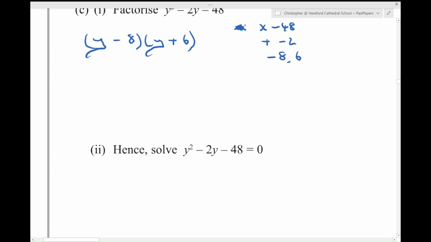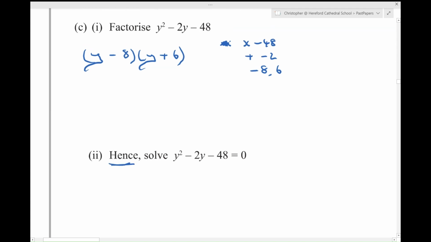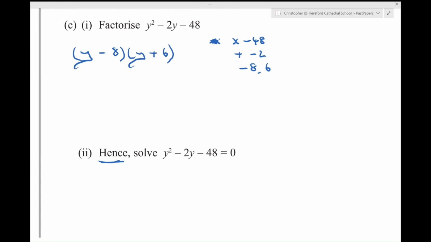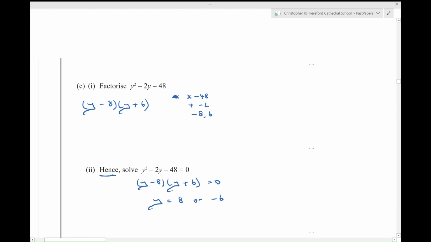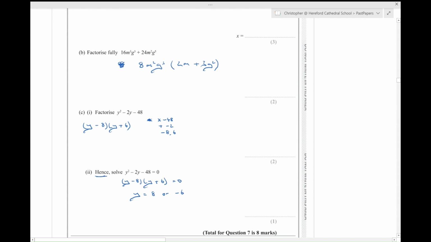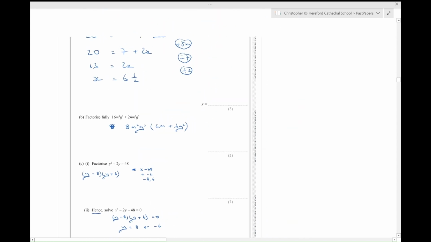Hence, it says here, so I'm going to need to use a previous answer. Solve the equation y squared minus 2y minus 48 equals 0. Well, that's the same as the expression I've just factorised, and I know I need to factorise it to solve the quadratic equation. So that's going to be y minus 8 multiplied by y plus 6 equals 0. So y will be 8, because that's the value of y that makes the first bracket equal to 0, or minus 6, because that's the value of y that makes the second bracket equal to 0. And that is question 7 complete.